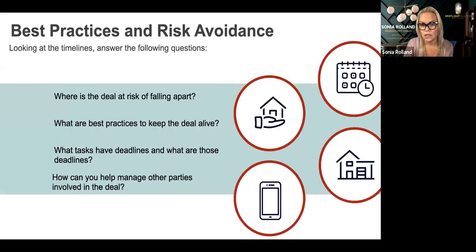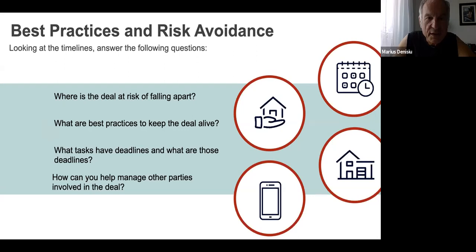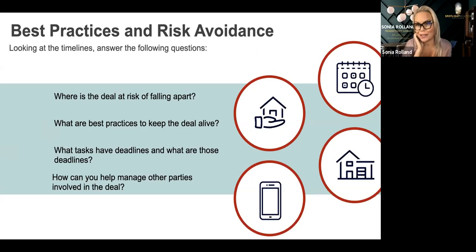All right, so let's talk about deals falling apart here. Where is the deal at risk of falling apart? Financing. Financing could be. How could it fall apart with financing?